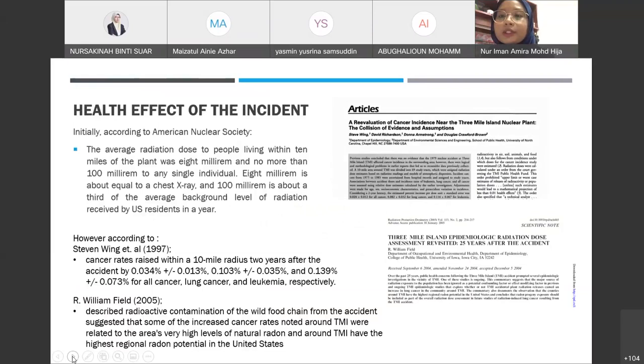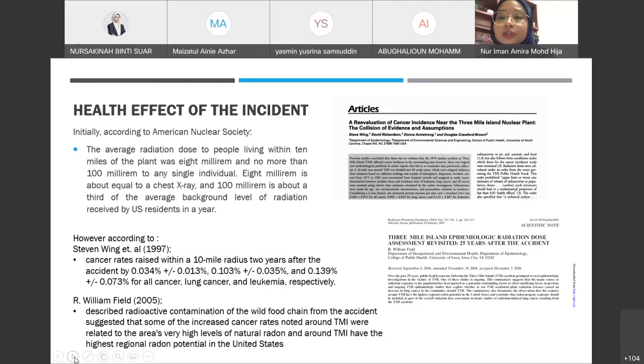Okay, for the health effects of the incident, initially, according to the American Nuclear Society, the average radiation dose to people living within 10 miles of the plant was 8 millirem, and no more than 100 millirem to any single individual. To put this into context, 8 millirem is about equal to a chest X-ray, and 100 millirem is about a third of the average background level of radiation received by US residents in a year. It was said that the collective dose equivalent resulting from the radioactivity release from the accident was so low that the estimated number of excess cancers to be expected would be negligible.